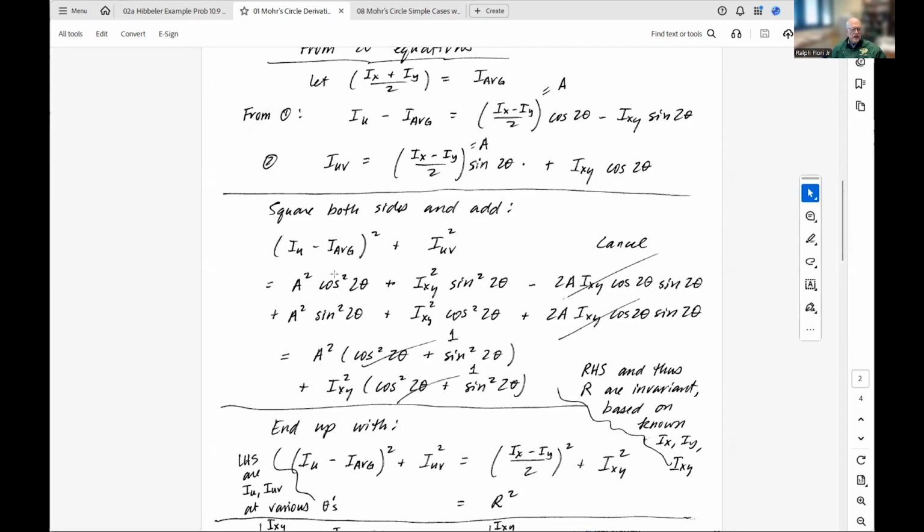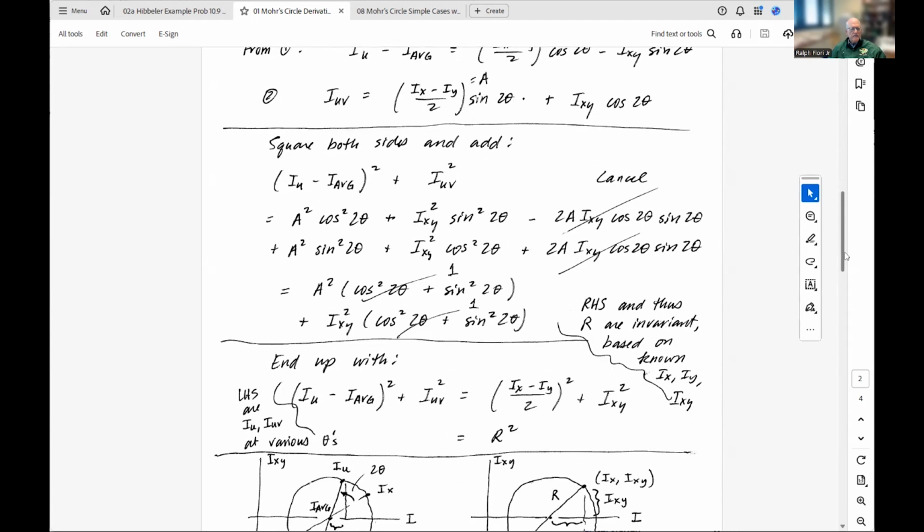These A squared cosine squared plus sine squared is A squared times 1, so this just becomes A squared. And then I have IXY squared and cosine squared plus cosine squared, and so those guys become 1. So what I end up with is IU minus I average squared plus IUV squared is equal to A squared plus IXY squared. But A squared is this IX minus IY over 2 squared plus IXY squared.